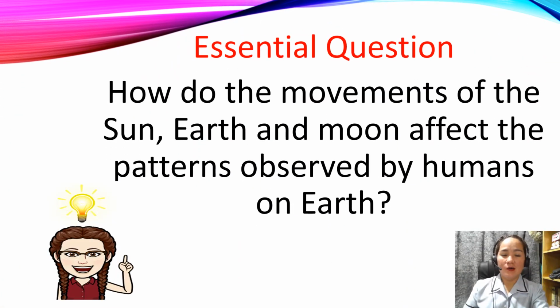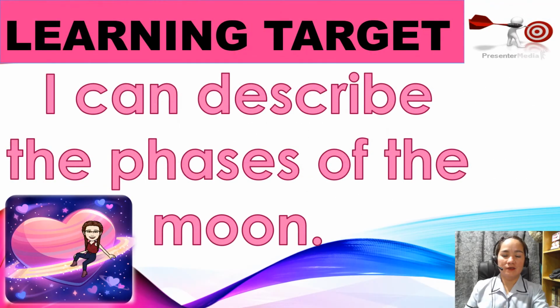All right, we recall some of the information about the moon. Now, there's this essential question. How do the movements of the sun, earth, and moon affect the patterns observed by humans on earth? Our learning target for today: I can describe the phases of the moon.